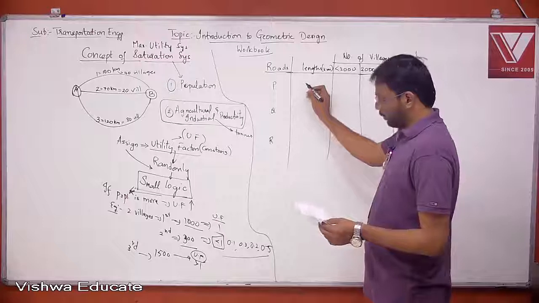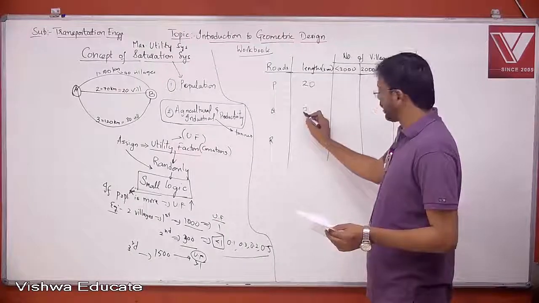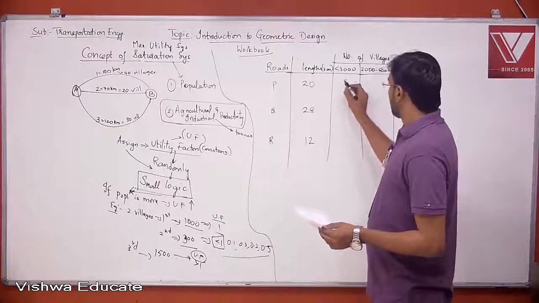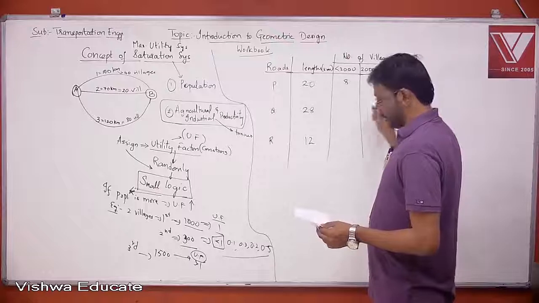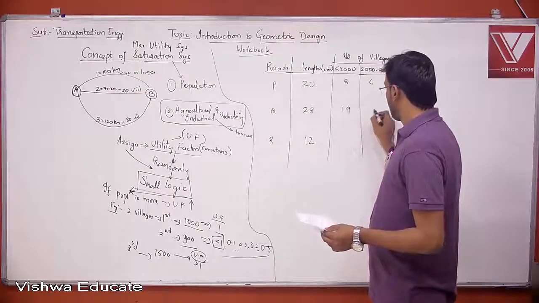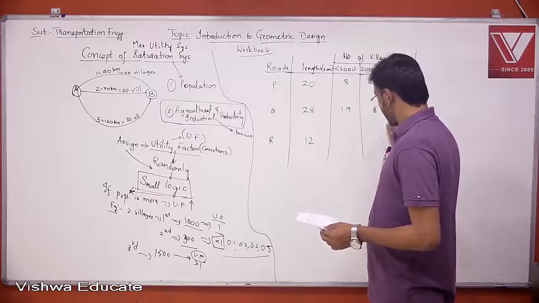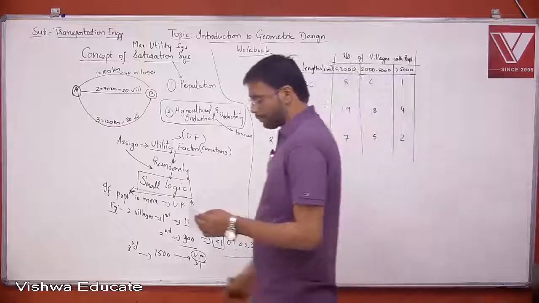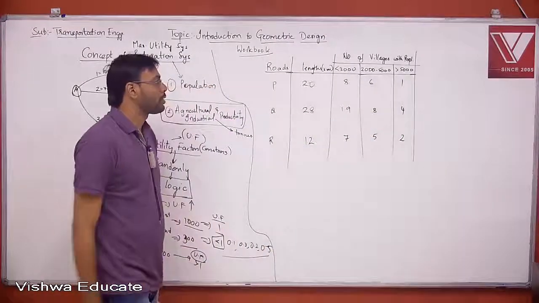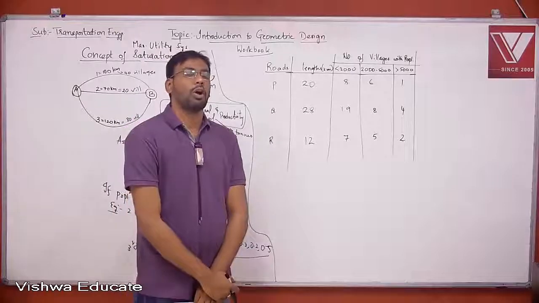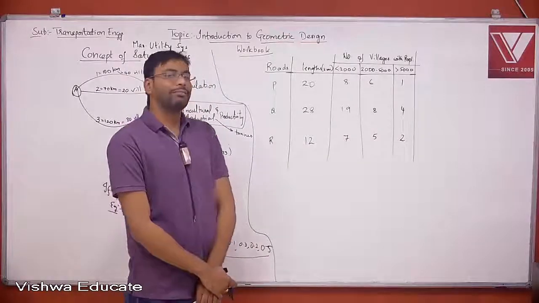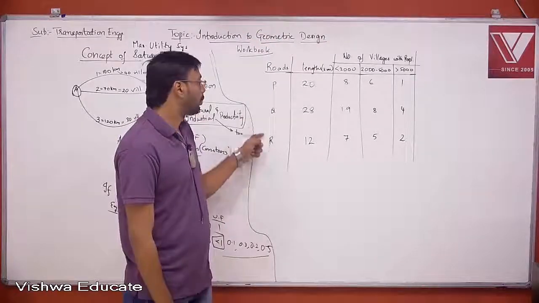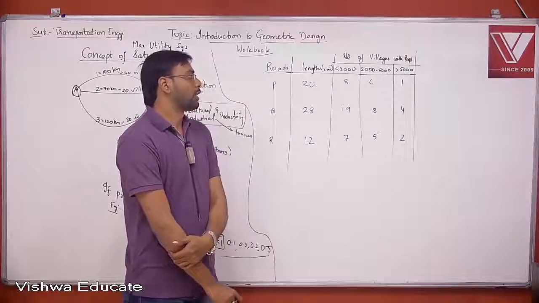So road P is of 20 kilometers, road Q is of 28 kilometers, road R is of 12 kilometers. 8, 6, and 1; 19, 8, and 4; and it is 7, 5, 2. Right? So that's the question for us, and we need to suggest the order of priority. Means if you have fewer resources, which road is to be constructed? Either road P or road Q or road R. Which road is to be constructed?